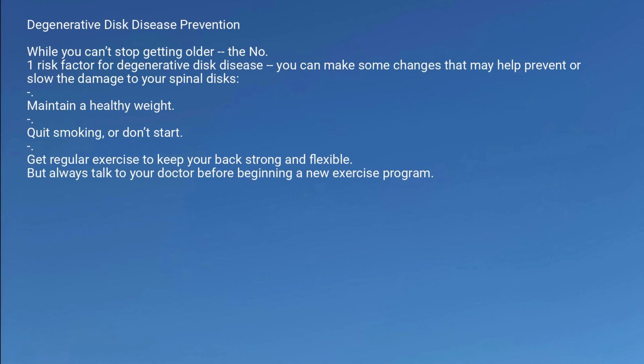Degenerative disc disease prevention. While you can't stop getting older, the number one risk factor for degenerative disc disease, you can make some changes that may help prevent or slow the damage to your spinal discs. Maintain a healthy weight. Quit smoking or don't start. Get regular exercise to keep your back strong and flexible. But always talk to your doctor before beginning a new exercise program.